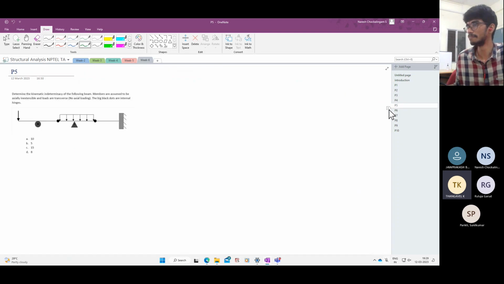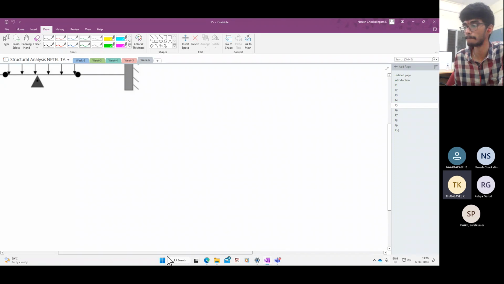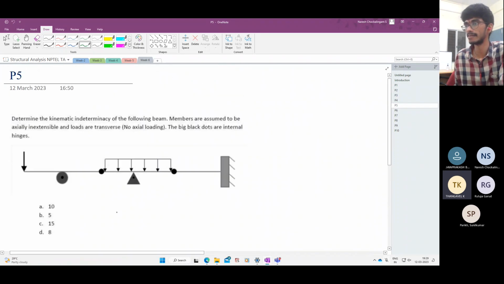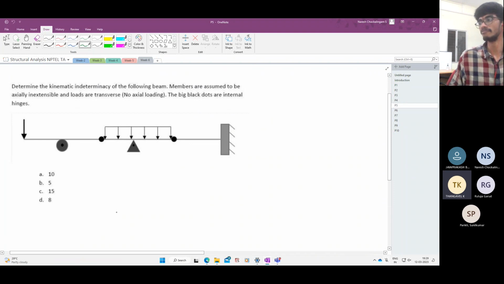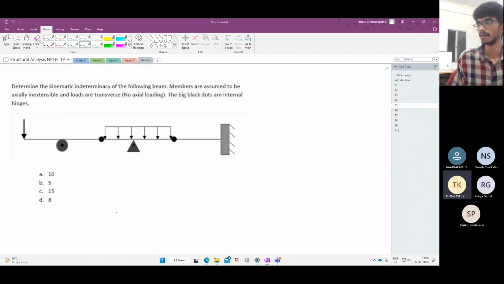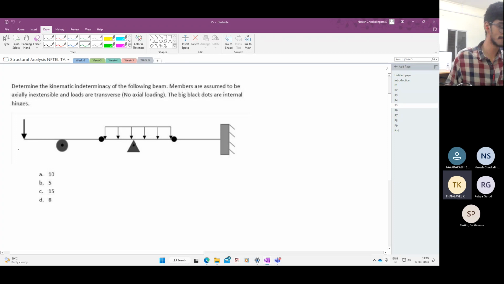Now let's go to the next problem. Determine the kinematic indeterminacy of the following beam. Members are again assumed to be inextensible and loads are transverse. Now here you will see that some of our shortcuts will break down. So again, we call these points 1, 2, 3. These are internal hinges, 4, 5, and 6.